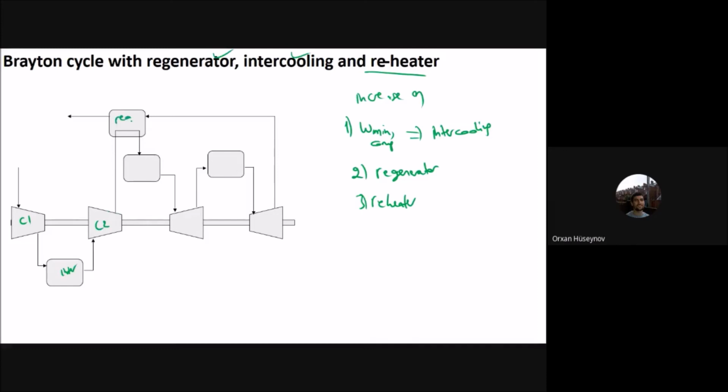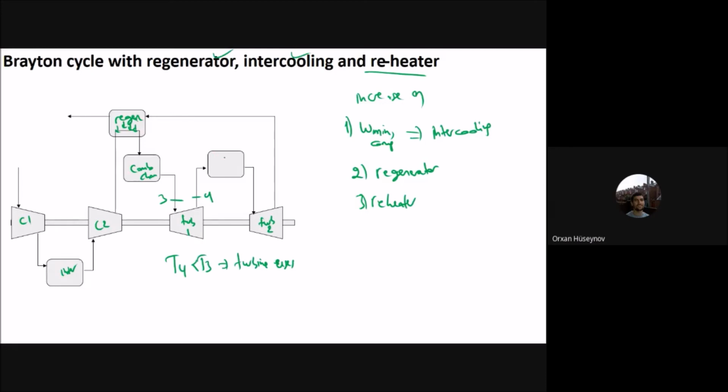And then you have the regenerator, you can see it, and then the combustion chamber here. And then turbine 1, and this one is turbine 2. You can see turbine 2 goes back to the regenerator, and this regenerator gives energy to the compressor 2 outlet. Now comes the reheater. Let's say that this one is point 3 and this one is point 4. The temperature at 4 is less than the temperature at 3, because the turbine uses the energy of the fluid.